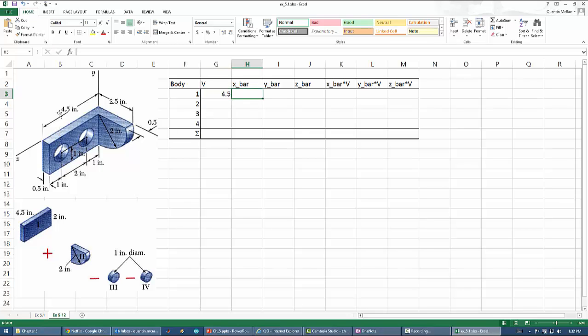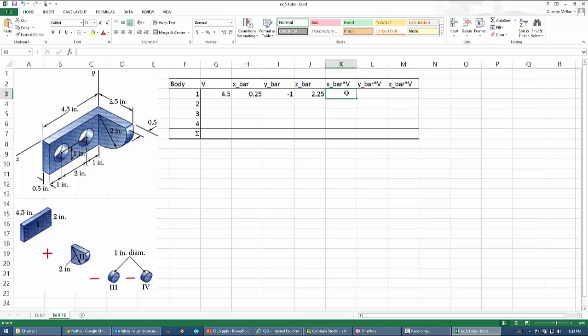So what is the x bar of a nice easy rectangle? Remember, this is the x-axis right here. So where's the centroid of this? Well, it's halfway through here, so that is 0.25. What is the y bar of this rectangle? Well, if this is 2, it's going to be halfway, and it's going to be minus 1. Everyone goes with minus 1 because it's in the negative y direction. And then what is the z bar of this thing? Well, it's 4.5, so it's going to be 4.5 divided by 2, which is 2.25.